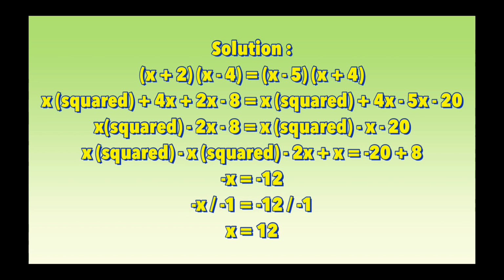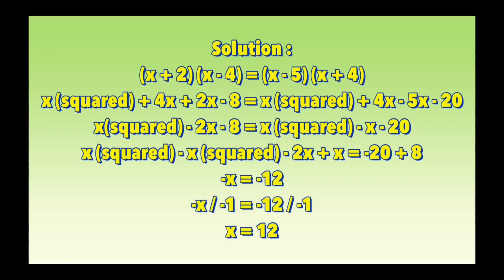Okay, x squared, then negative 4x plus 2x, we have negative 2x, then you bring down negative 8, equals x squared, then positive 4x minus 5x equals negative x, then negative 20, bring down.